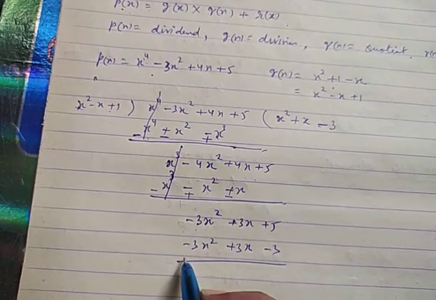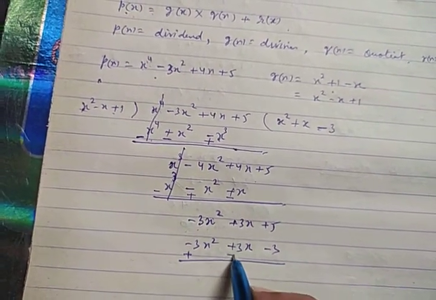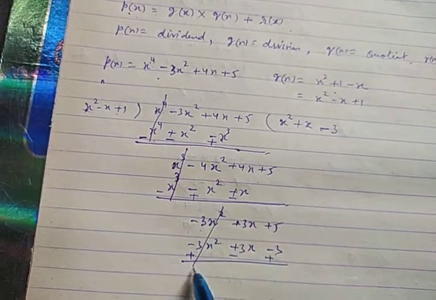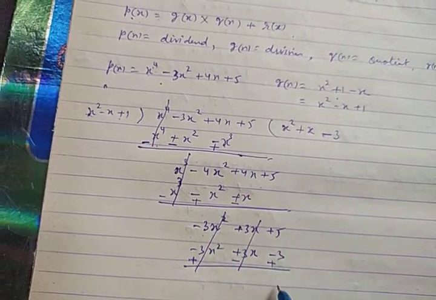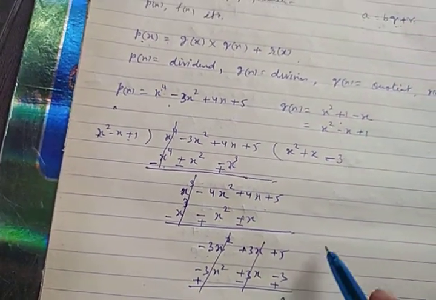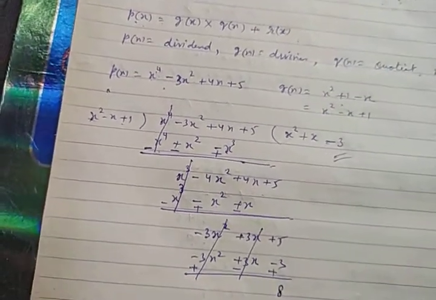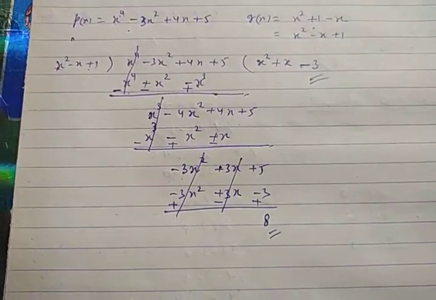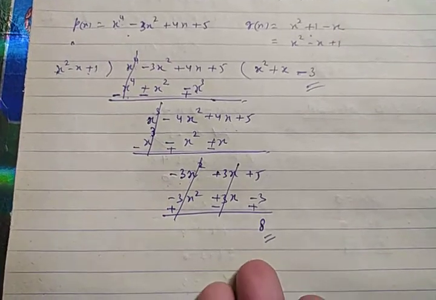Again change the sign, plus minus plus, cancelled. This again cancelled, 5 plus 3 8. Here this will be the quotient and this is the remainder. These will be your answers. It might be remainder becomes 0.